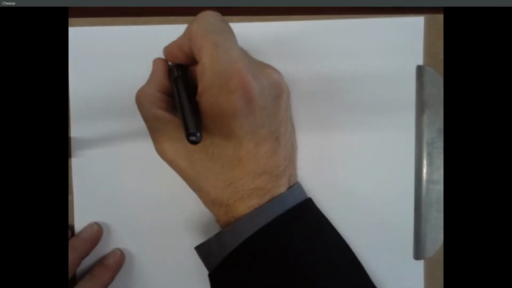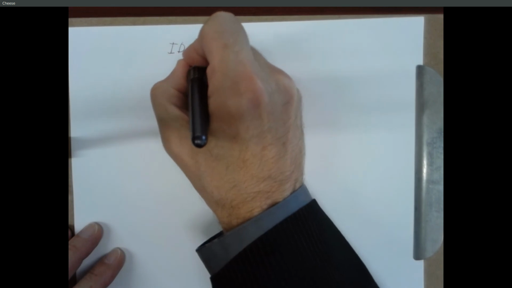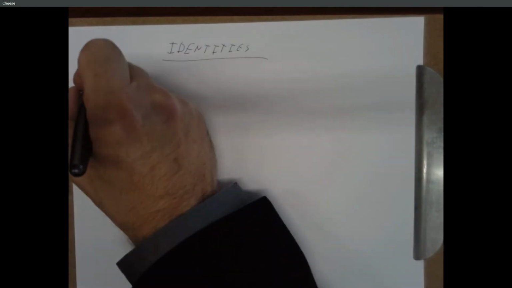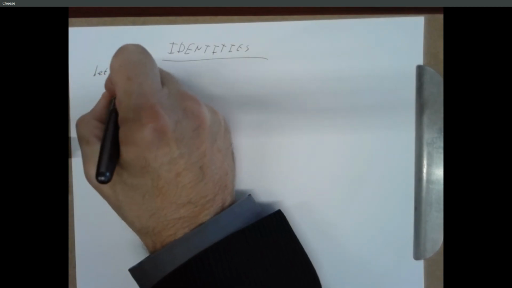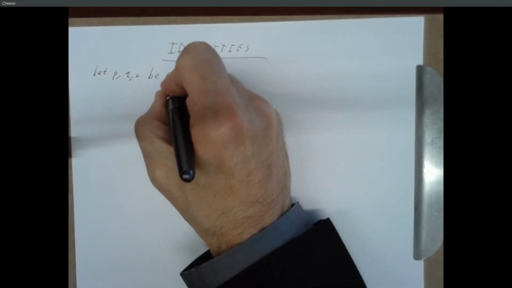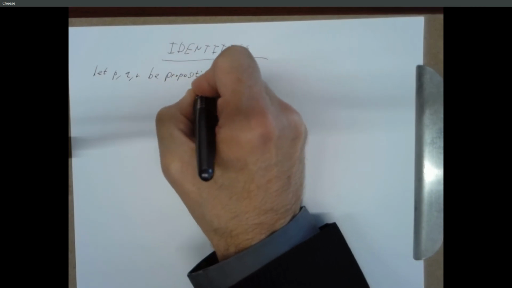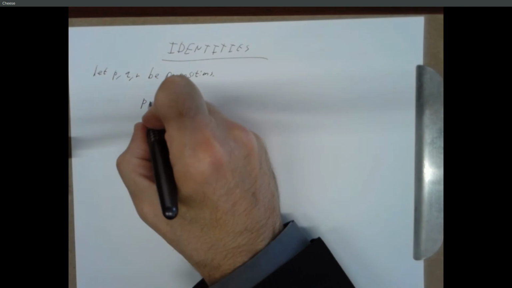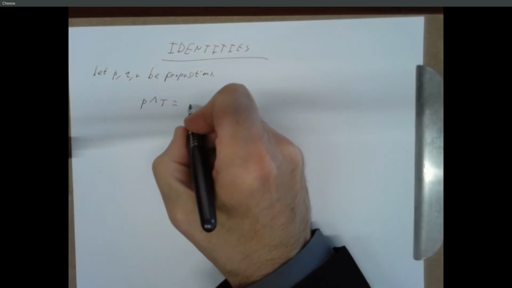All right, so we have identities for working with logic symbols. So let me just say, let P, Q, and R be propositions. I'm not saying what propositions they are, but some propositions. So we always know the following things. P ANDed with true is always equal to P.